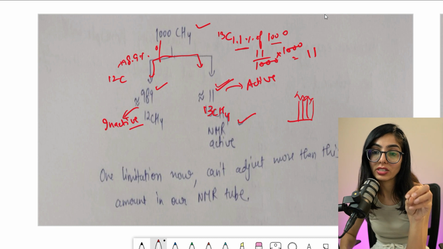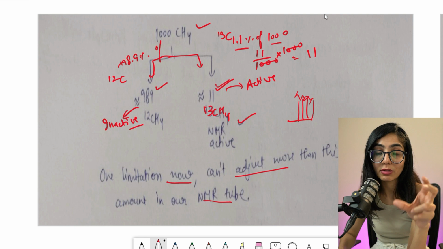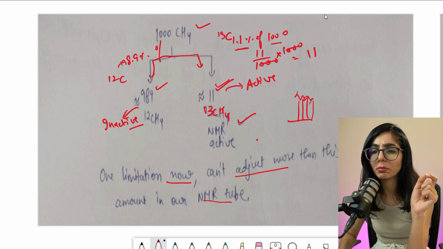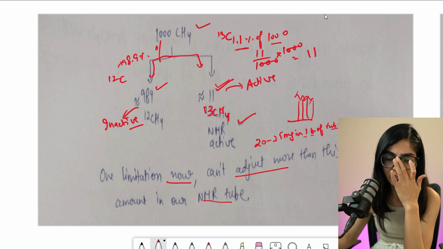But one limitation is we can't adjust more than this amount in our NMR tube. Our NMR tubes are small and you can't adjust almost 20 to 25 milligram in a tube like that. 1 ml, I guess. Yeah, so you can't adjust more than that in it.